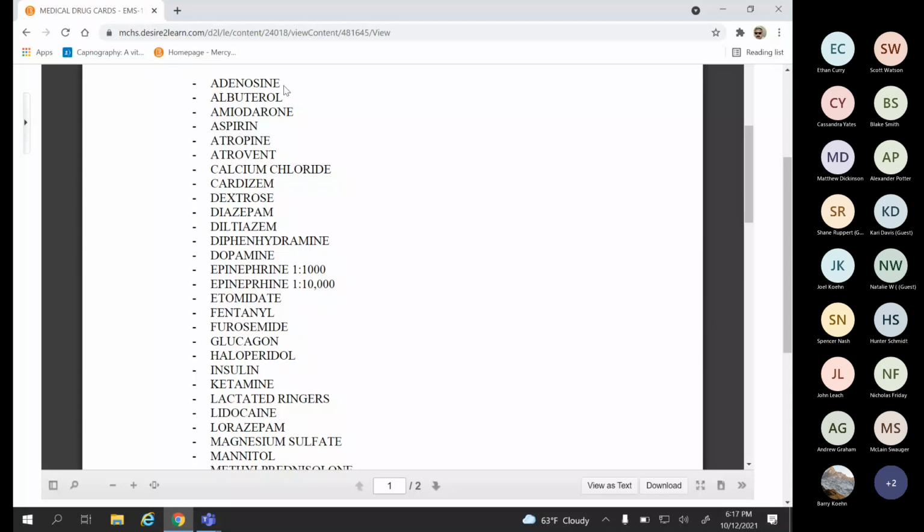Cardizem. Anybody know what Cardizem is, or anybody's service carry Cardizem? Calcium channel blocker. Calcium channel blocker, okay? Do you know what it's used for?